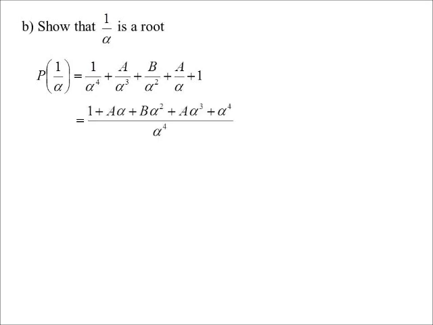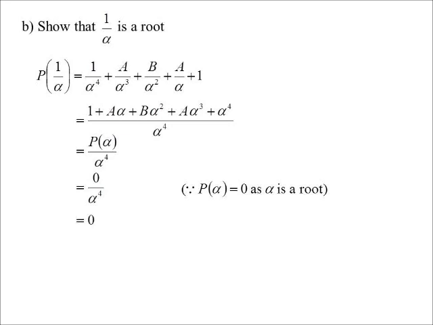Now it wants us to show that the reciprocal of alpha is also going to be a root. So I'm going to use the factor theorem again. Well, let's turn it all into one fraction. Let's see what happens. If I turn that all into one fraction, the common denominator is alpha to the power of 4. And on the top, I get 1 plus a alpha plus b alpha squared plus a alpha cubed plus alpha to the power of 4. But the top of the fraction is what I get when I substitute alpha into the polynomial. And they told me that alpha is a solution, or a root. So therefore I know polynomial at alpha is equal to 0.